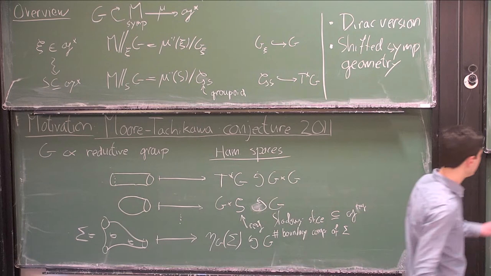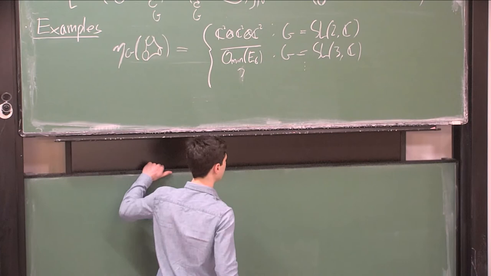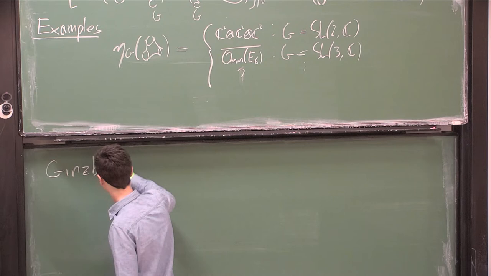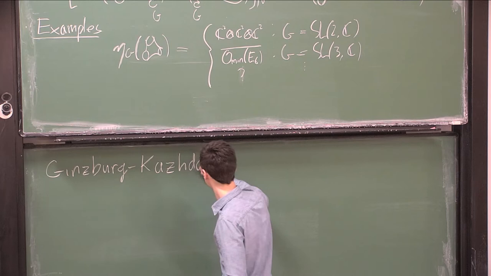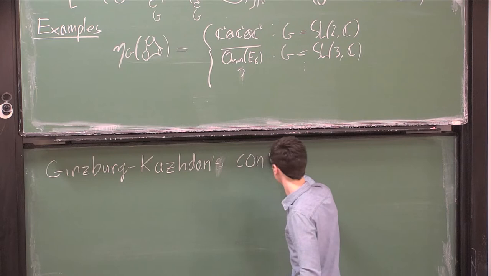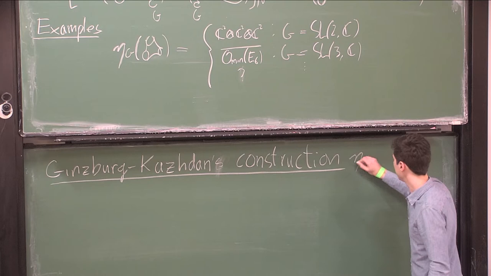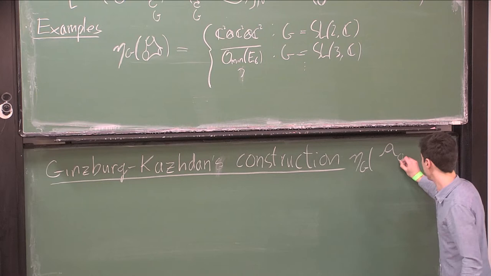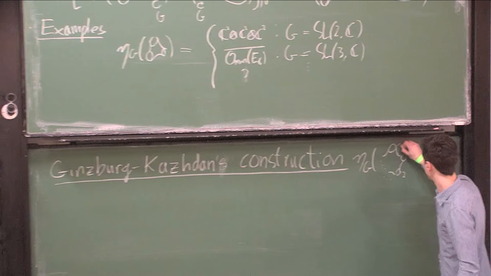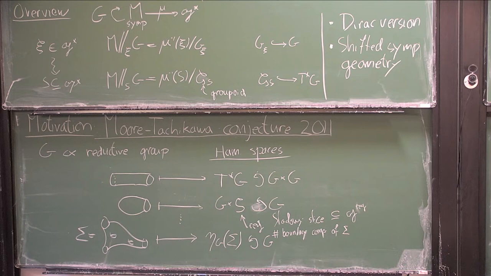Okay, so now I want to explain the construction of Ginzburg and Kazhdan who partially proved this conjecture. So they construct, instead of focusing on the pair of pants, uniformly the sphere with n boundaries. Okay, the idea is simple. The first approximation is to take the variety associated with the cap. This is a Hamiltonian G space, and if you take the n-fold product of it, this is a Hamiltonian G^n space.